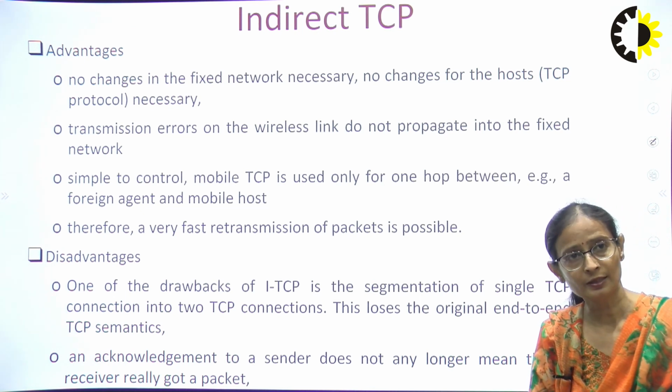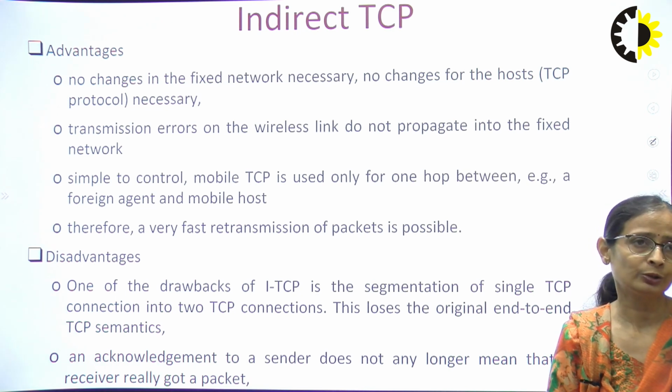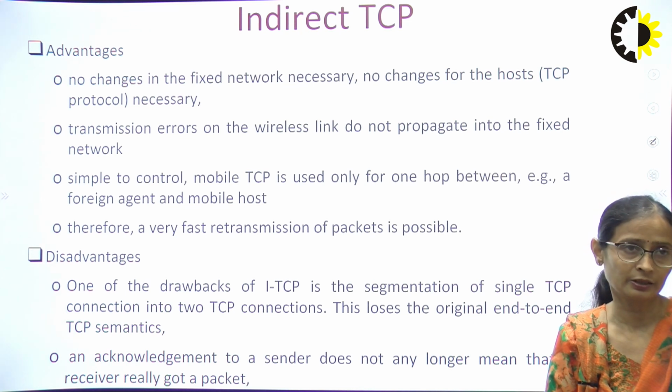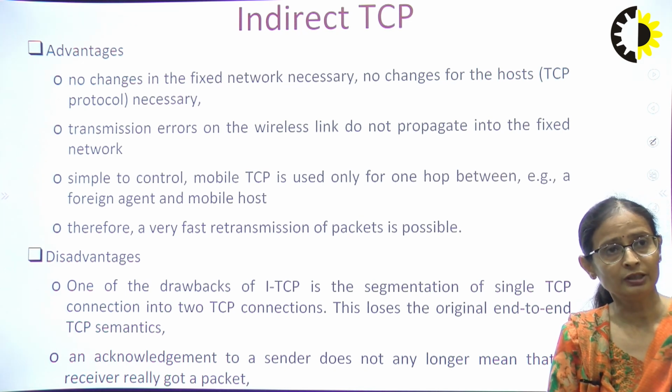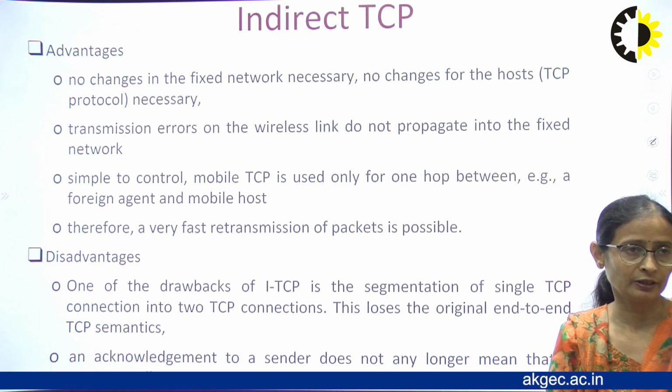Transmission errors on the wireless link will not propagate to the fixed network. Simple to control. Mobile TCP is used only for one hop between, for example, a foreign agent and the mobile host. Therefore, a very fast retransmission of packets is possible, but it has its own disadvantages also.